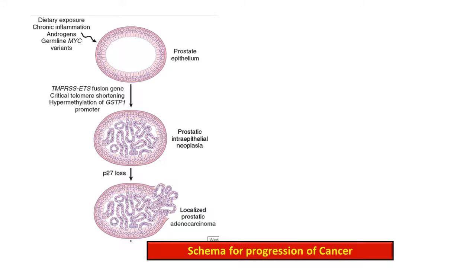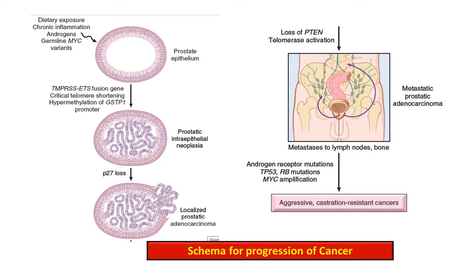This localized prostatic adenocarcinoma, when there is loss of PTEN and activation of telomerase, will lead to metastasis, usually to lymph node and bone, and in later stages, when there is mutation in the androgen receptor, P53, RB mutation or MYC amplification, these result in aggressive forms of castration resistant cancers or prostatic adenocarcinomas.